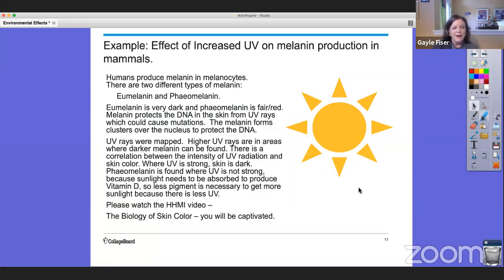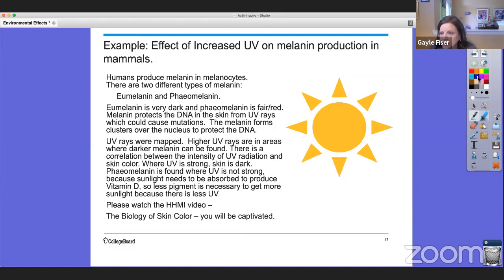All right, effect of increased UV on melanin production in mammals. Humans produce melanin in melanocytes. There are two different types of melanin, and I spoke about these earlier. Eumelanin and pheomelanin. Eumelanin is very dark and pheomelanin is fair or red. And melanin protects the DNA in the skin from UV rays, which would cause mutations. The melanin forms clusters over the nucleus to protect the DNA.